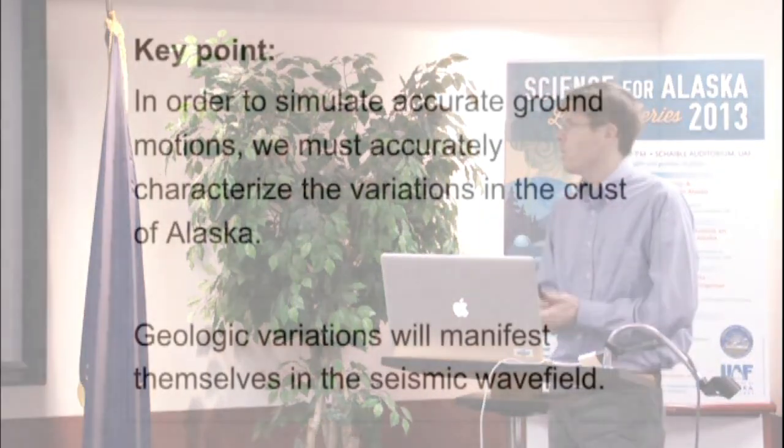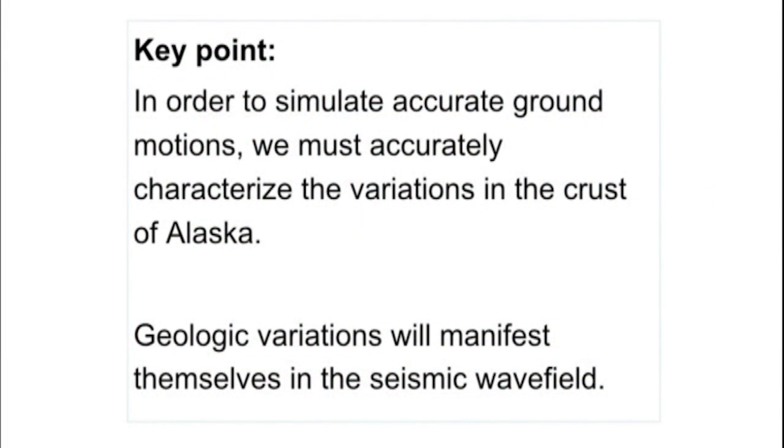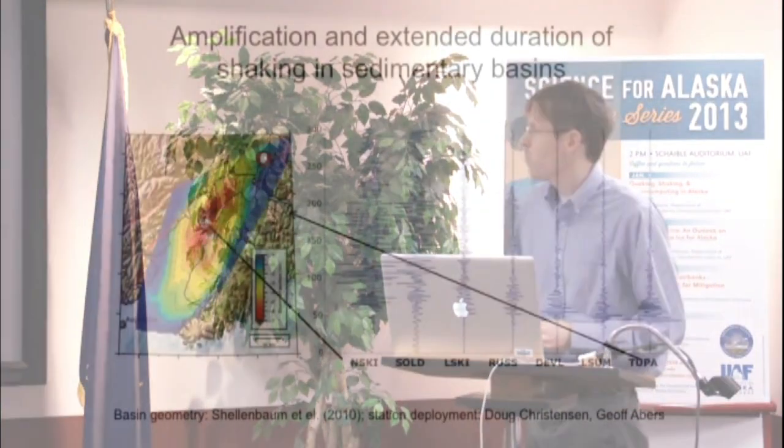Now, key point is that in order to simulate accurate ground motion, we must accurately characterize the variations in the crust of Alaska. If I tell the computer that Alaska is some homogeneous uniform block of rock, we're not going to get the variability in the wave field that we know occurs. And as I say at the bottom, any geologic variations will manifest themselves in the wave field. We have a sense that a mountain range versus a sedimentary basin, a wave is going to see these things differently. And we know that from looking at seismometers.